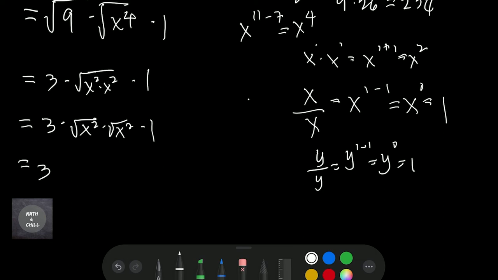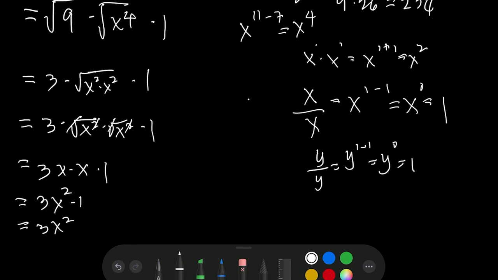So this is 3. Ma-cancel ang square root. X times x times 1. Therefore, mao na siya 3 times x times x, x squared times 1, is equal to 3 x squared. Therefore, ang atong answer is 3x squared.